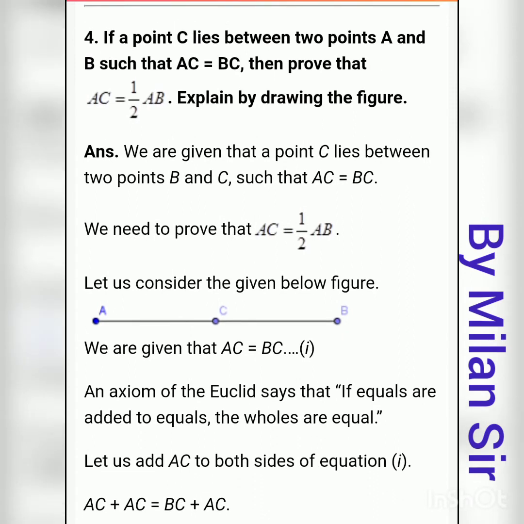After that, question number 4. If a point C lies between two points A and B such that AC is equal to BC, then prove that AC is equal to half of AB. Explain by drawing the figure. We have a line AB, a point C which lies between A and B, and it is given that AC is equal to BC. We need to prove AC is equal to half of AB.